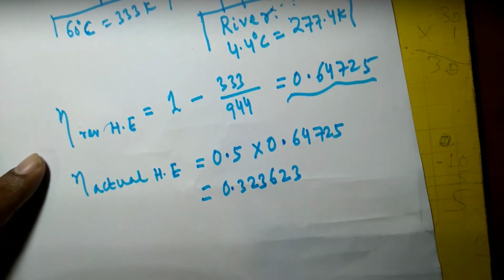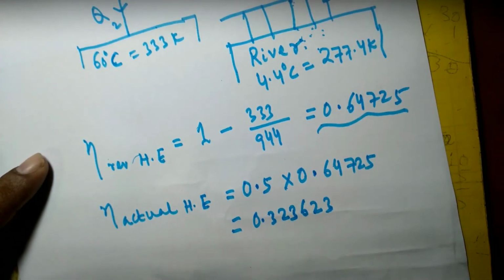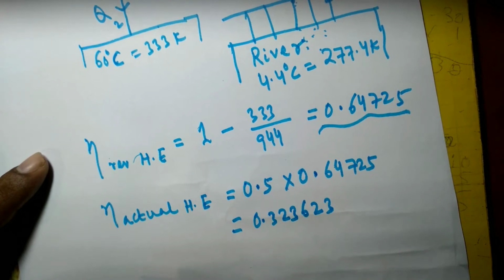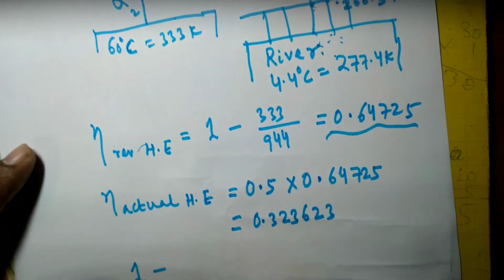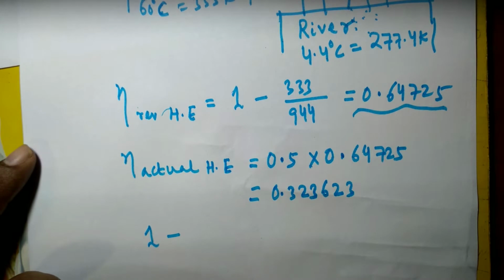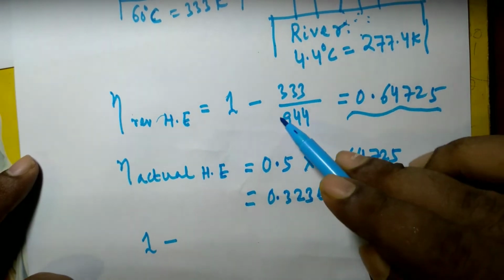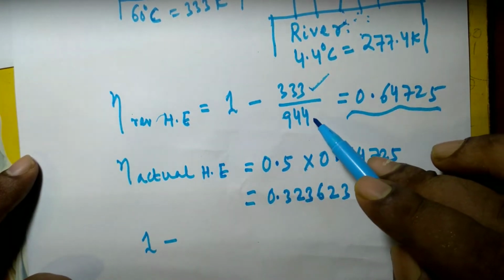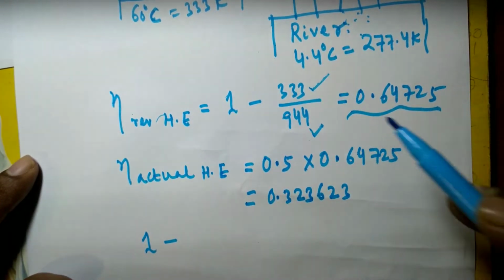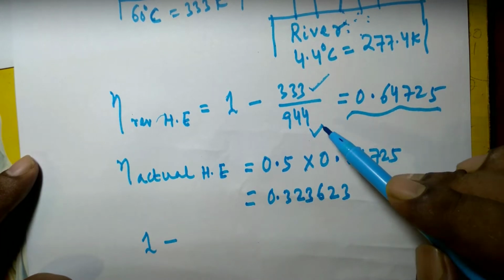that is equal to 0.323623. And you know, the efficiency of any heat engine is 1 minus heat rejected by heat added. The efficiency of any heat engine, be it reversible or irreversible, and for reversible, 1 minus sink temperature in terms of Kelvin divided by source temperature expressed in Kelvin, that can be applied.